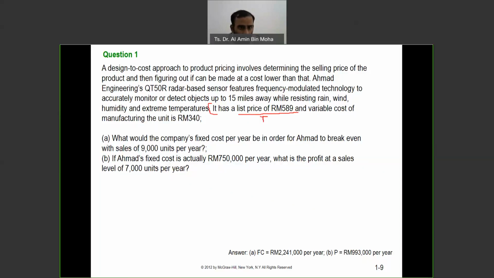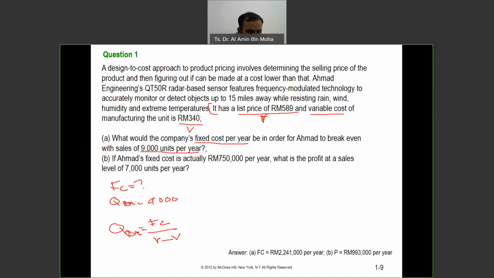The small R. And variable cost, because it's per unit, right? It's per unit, so it's small v. Okay, and then the question is, what will be the company's fixed cost per year in order for Ahmad to break even with sales of 9,000 units per year? So actually they are asking for the fixed cost. They give you quantity for break even is 9,000, and we know it's actually the same formula, fixed cost over R minus V.